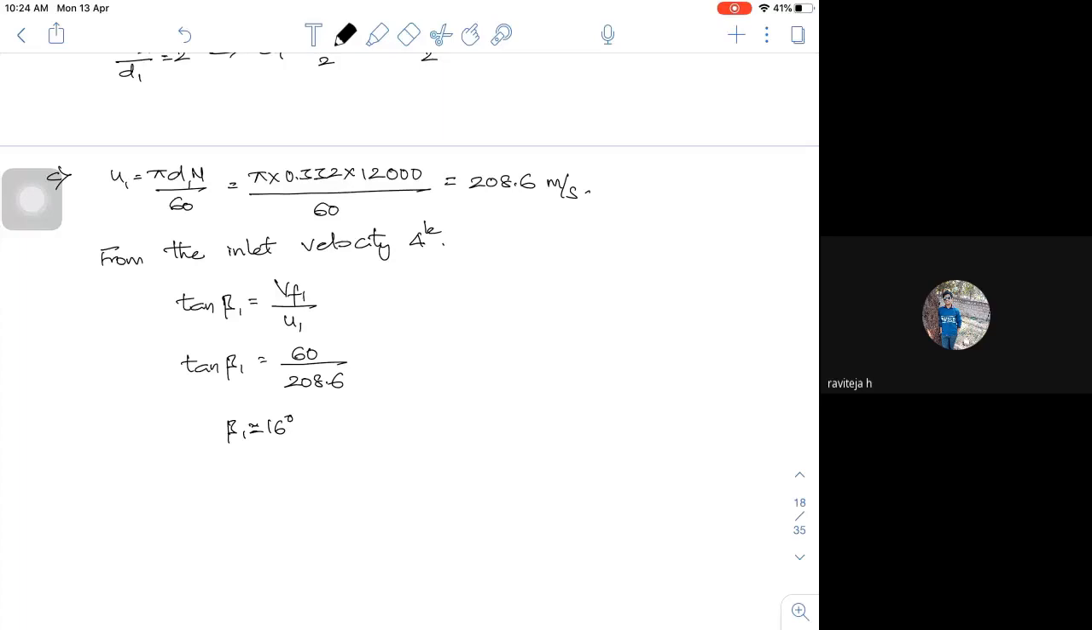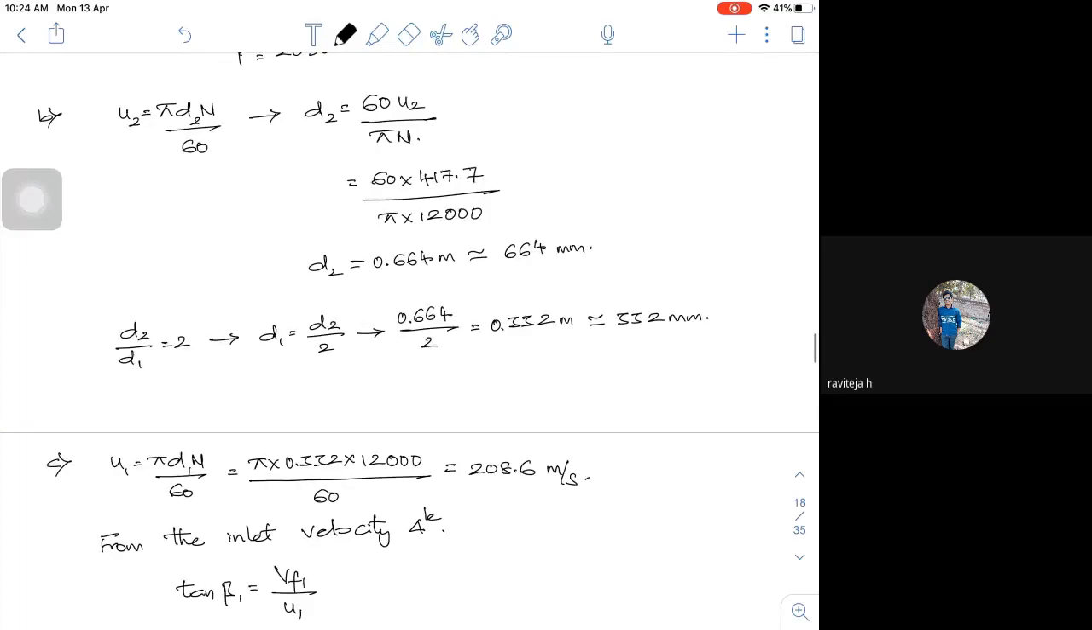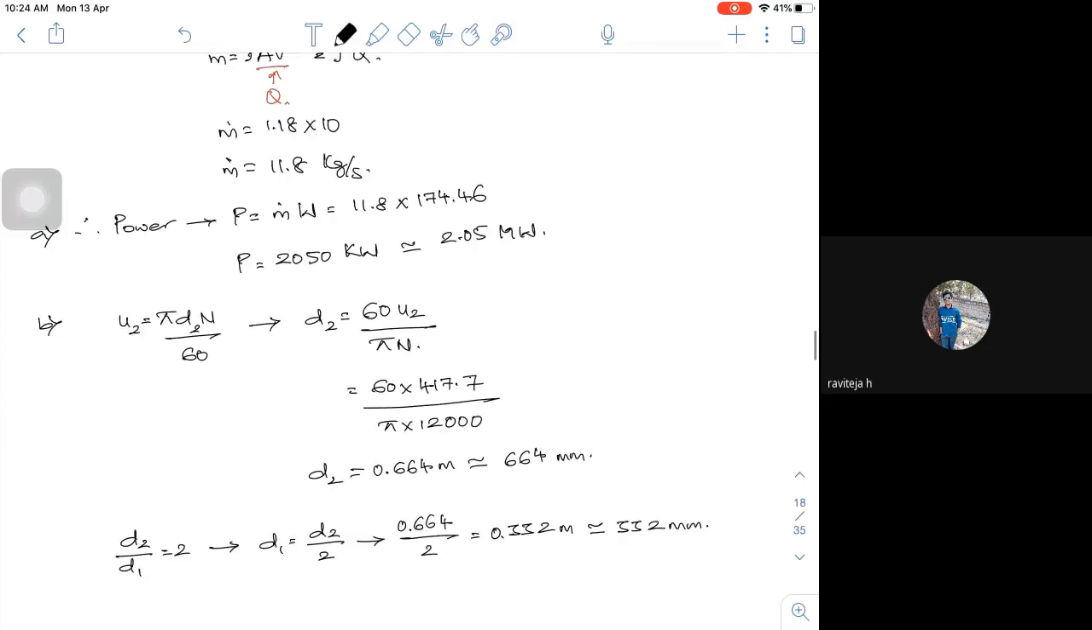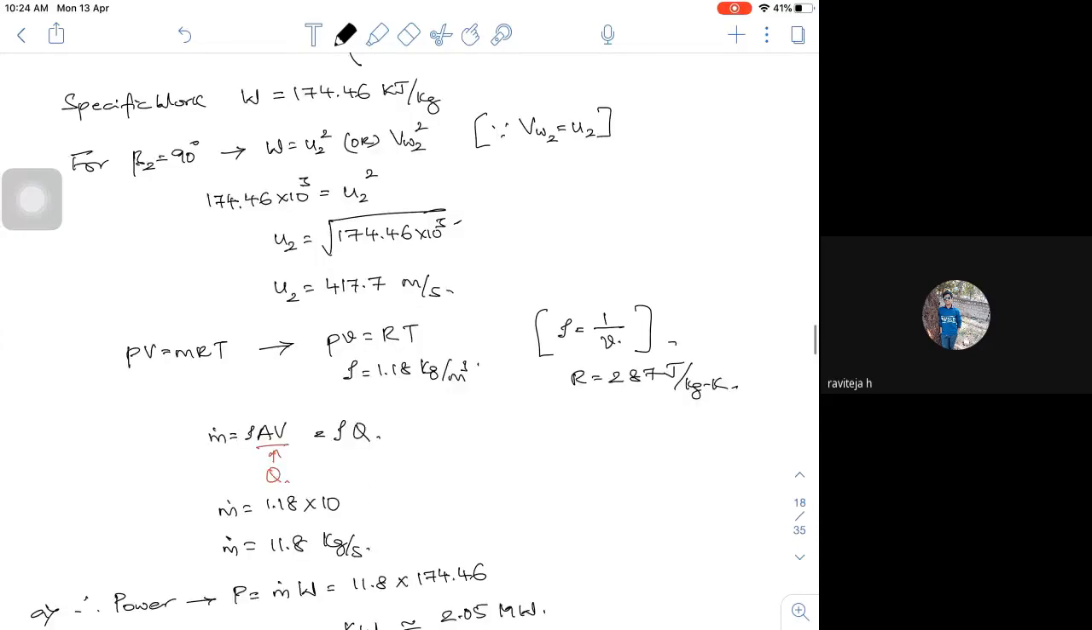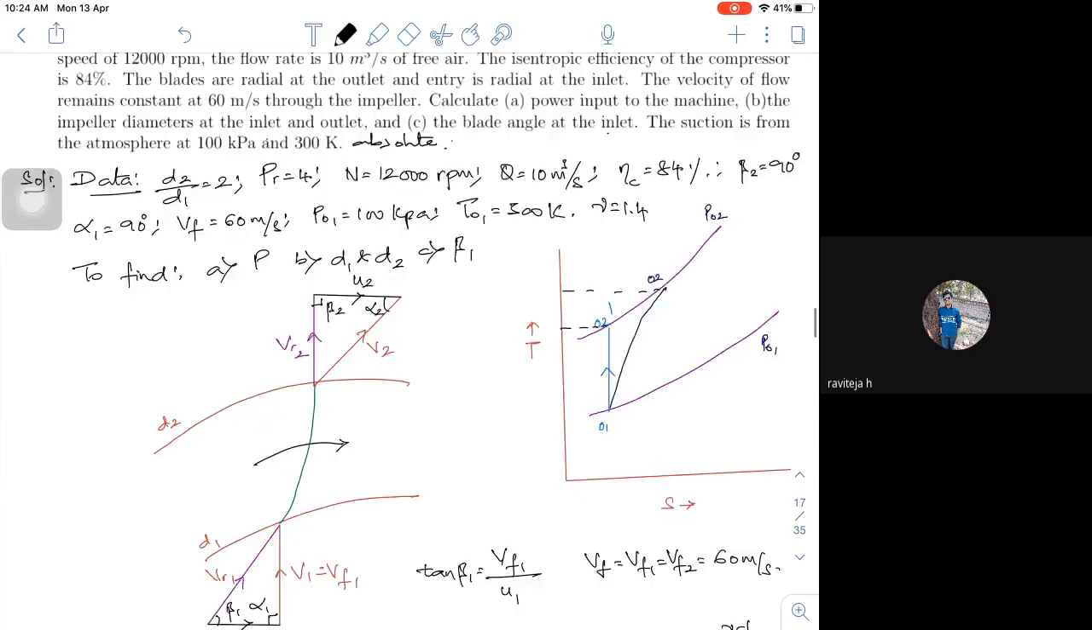So 16 degrees is my blade angle at the inlet, the diameter at the outlet is 0.664 and the diameter at the inlet is 0.332, and the power is around 2050 kilowatts. So these are all the parameters which we are supposed to calculate in the given numerical for the given condition.